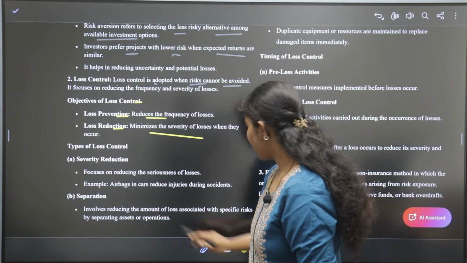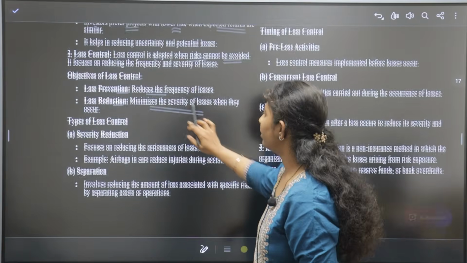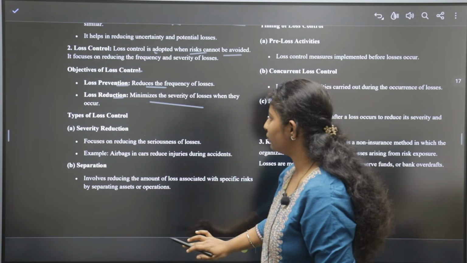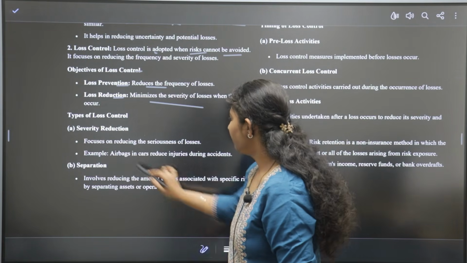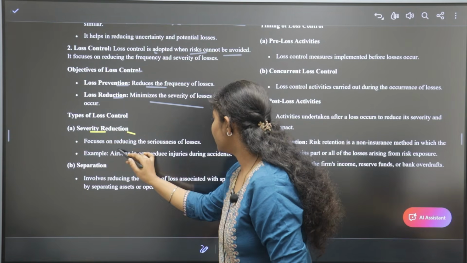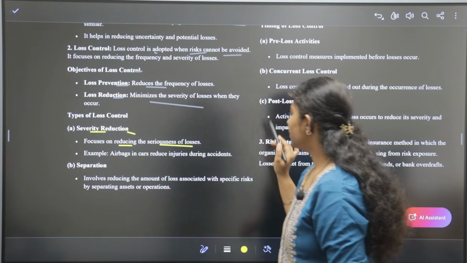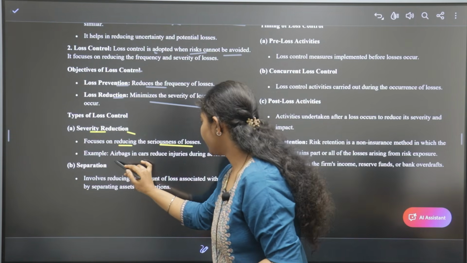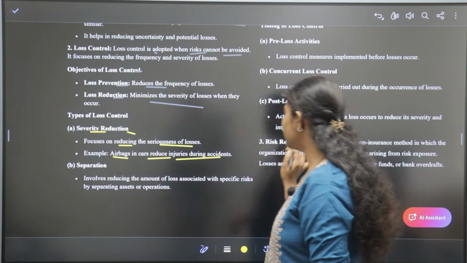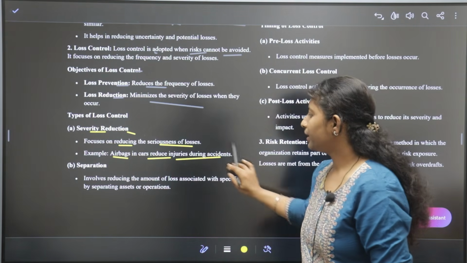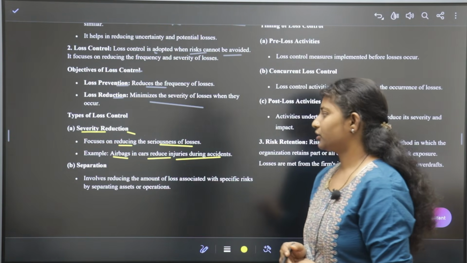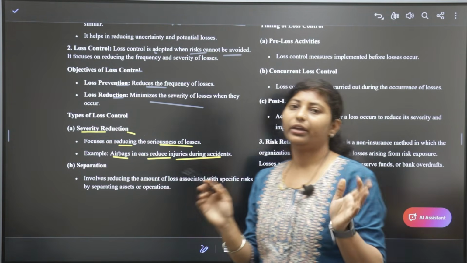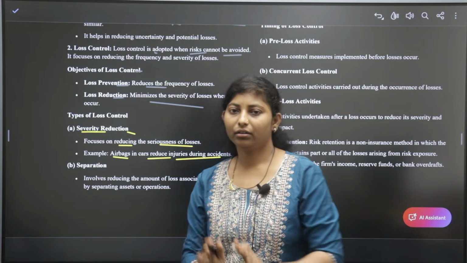Next we have types of loss control. Already we discussed these two in the first unit, you can go through it. Severity reduction is nothing but reducing the seriousness of losses. Example: airbags in cars reduce the injuries during an accident. A very simple example, you can understand clearly. So this is severity reduction. We cannot avoid the loss, but we can control it.